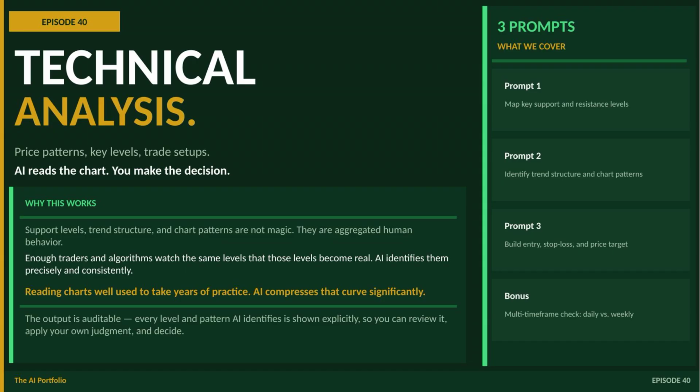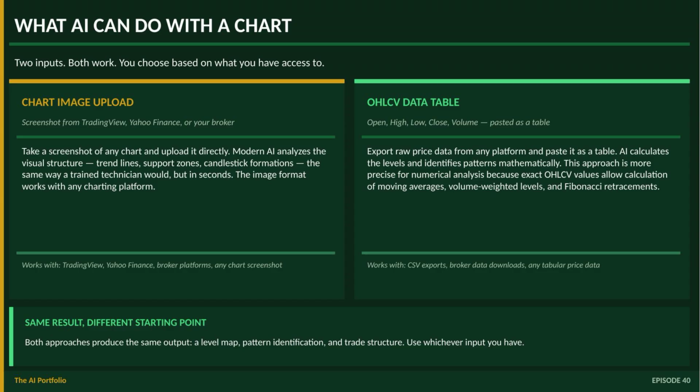Price action tells you what every participant in the market is doing, not just what analysts think should happen. Support levels, trend structure, and candlestick patterns are not magic. They are aggregated human behavior, and aggregated human behavior has patterns. The problem has always been that reading charts takes years of practice. AI compresses that curve dramatically. Let me show you how.